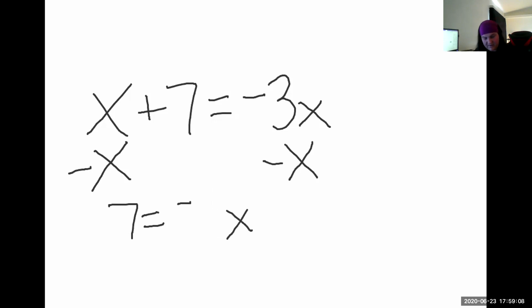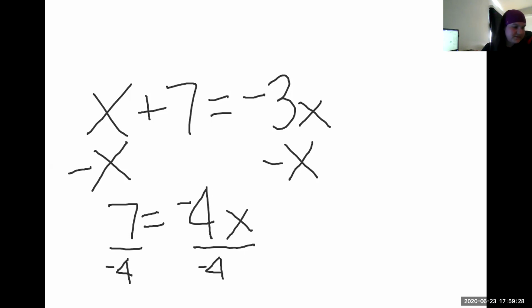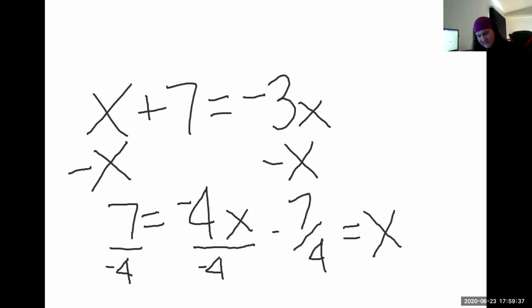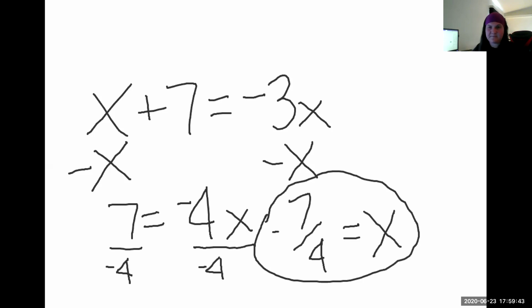Sorry, let me try a different pen with that. That's a little better. So now what we have to do is divide both sides by negative 4. So we know that negative 7 over 4 equals x. This is our answer. Okay? Sorry for the squiggles. Does that make sense? Okay. Moving on.